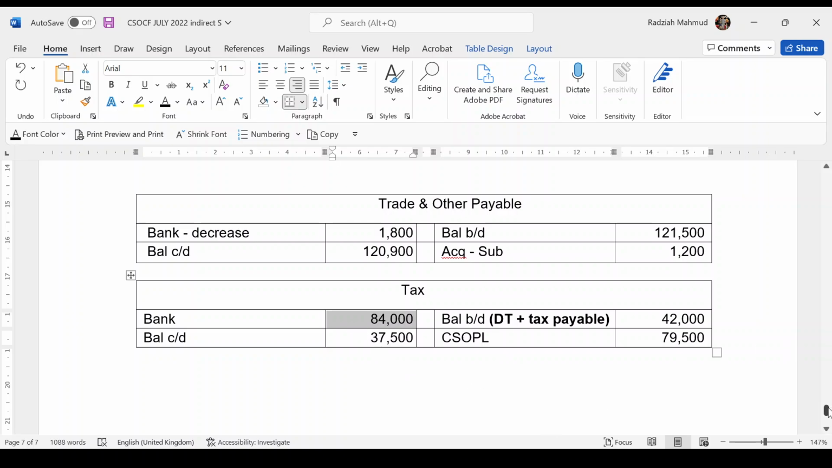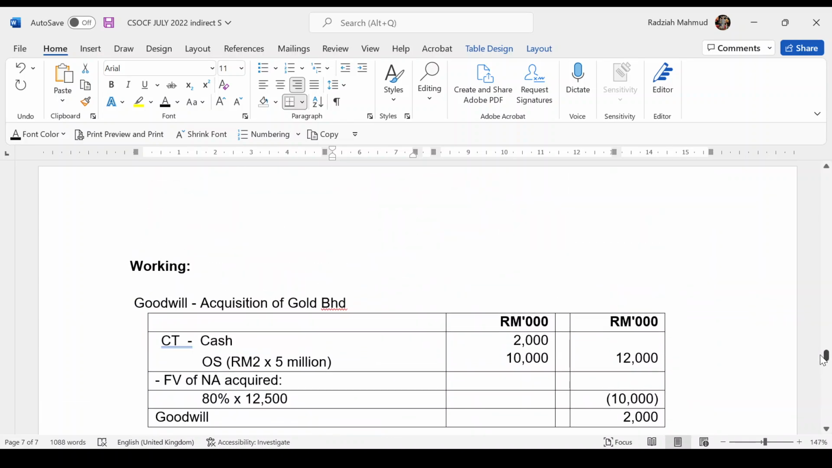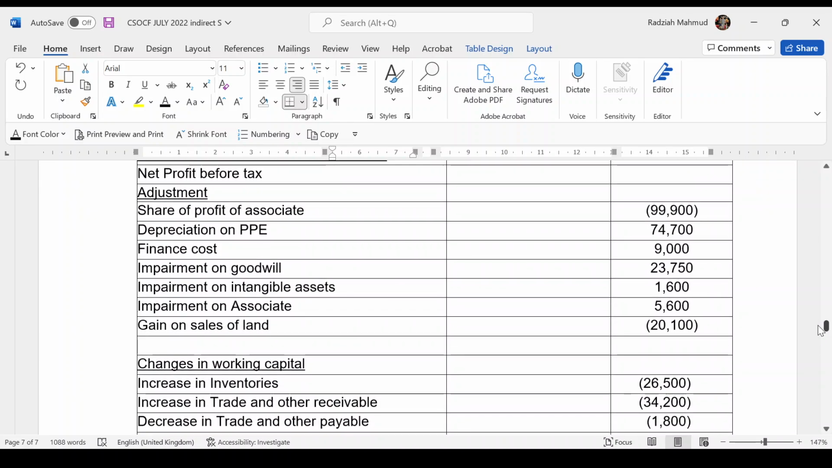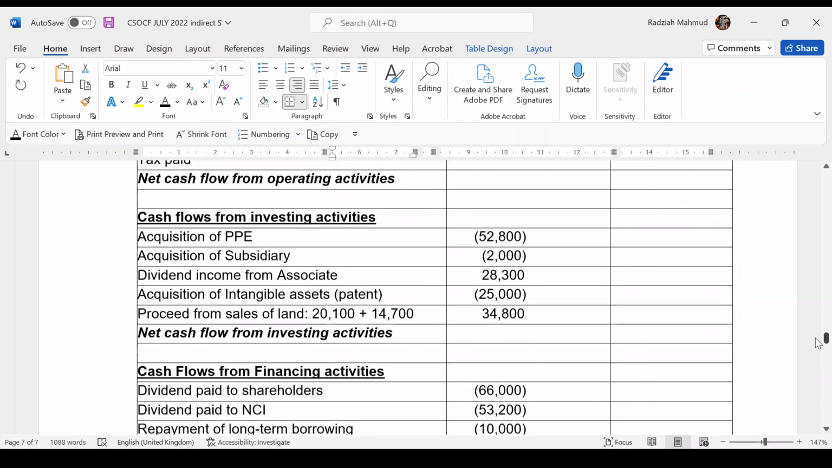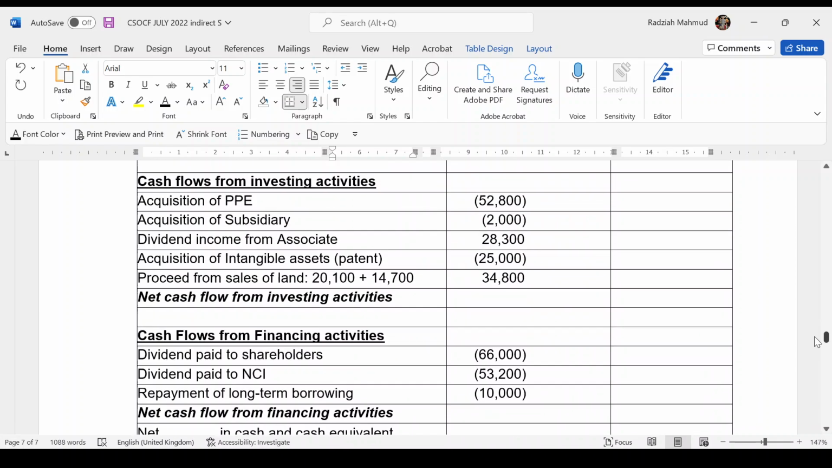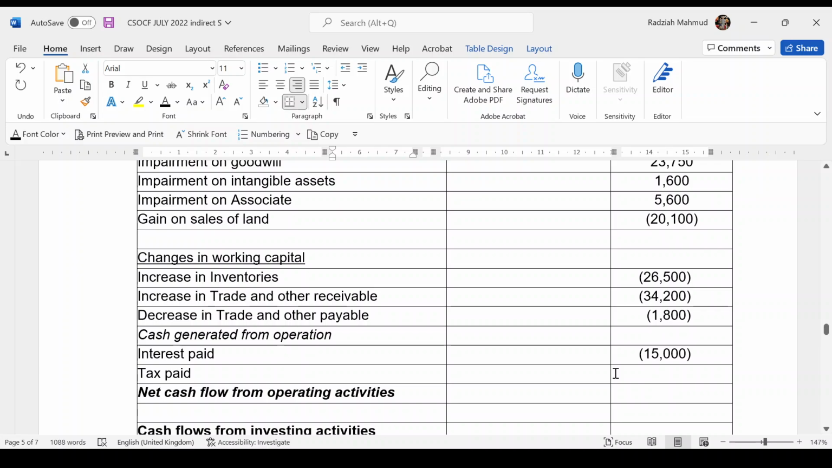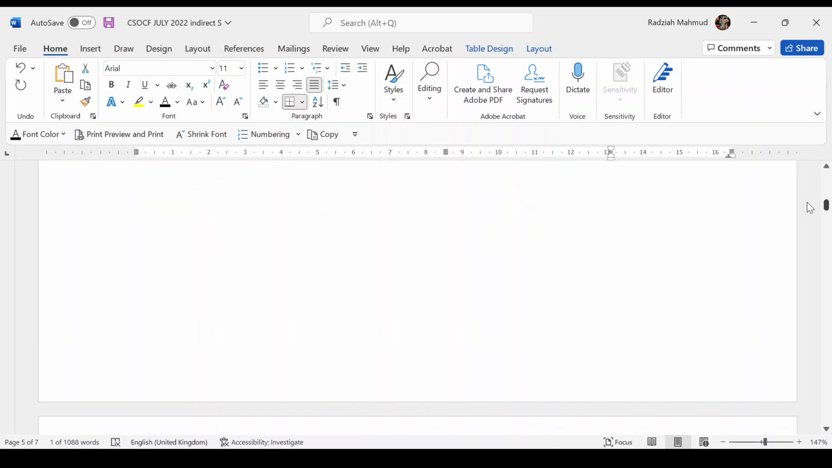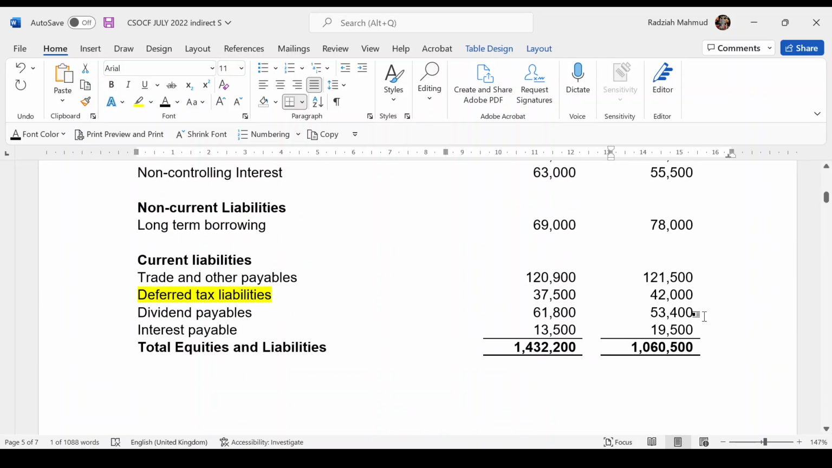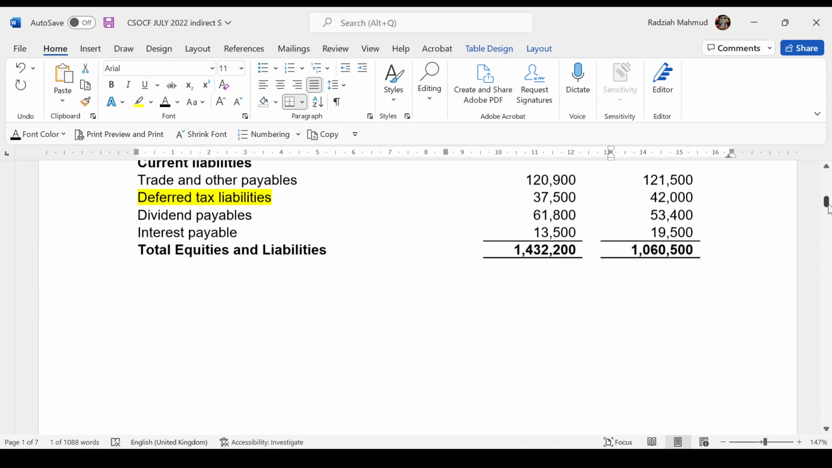Okay, so we put in our... where is it? Here. Yeah, under operating activities. Okay, don't forget to put brackets. Yeah. Okay, so what else? Let's go back to the question. Okay, we have done with SOFP. So now we go to SOPL.